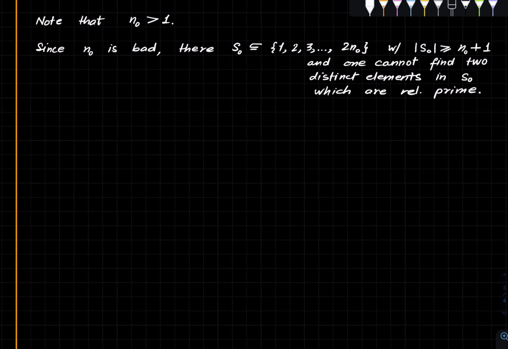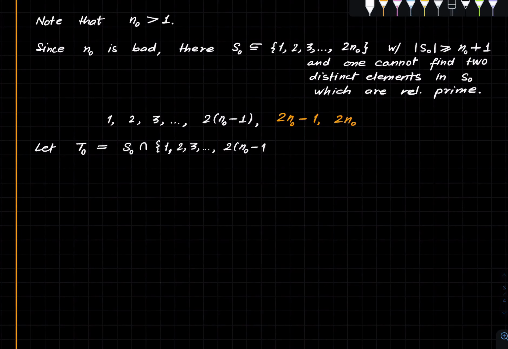Okay. And now here is the main point of the argument. So we make this list 1, 2, 3, up to twice n naught minus 1. And the last two integers, we want to treat them as somewhat special. Okay, we have this list. And let us say T naught is S naught intersection this part. Okay, so that's our T naught, and there are two cases. So case 1.